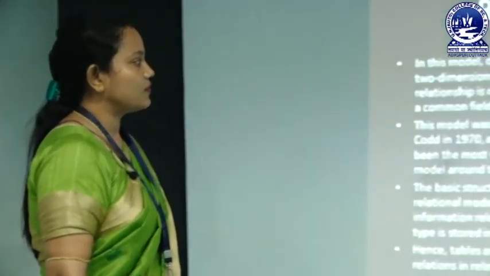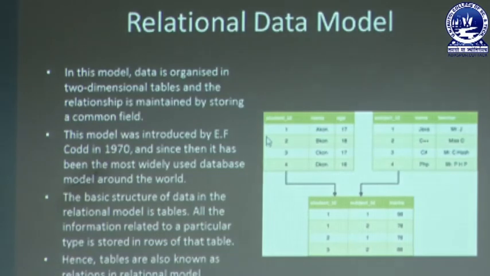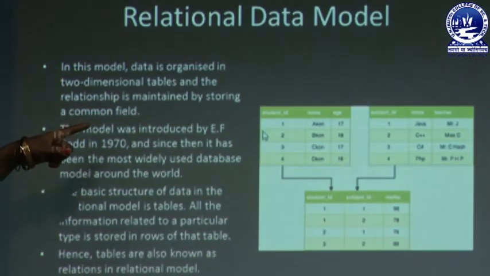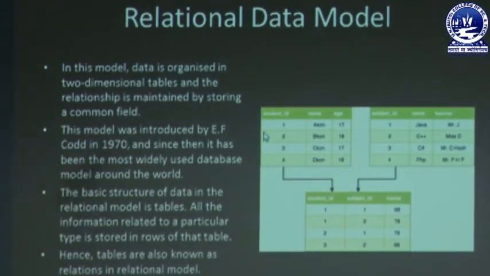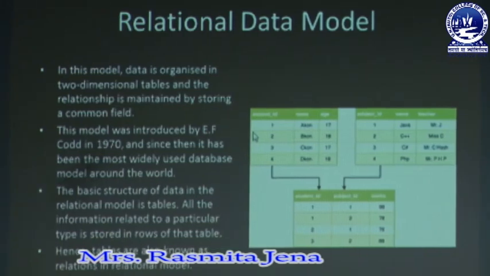So, next is the relational data model. What is the relational data model? In this model, data is organized in a two-dimensional table and the relationship is maintained by storing a common field. The two-dimensional table is used to represent the relationship. This model was introduced by E. F. Codd in the 1970s, and it has been the most widely used database model around the world. In the relational data model, the data is represented using a two-dimensional table. The table columns contain the fields of the table and the table rows contain the data of the table.